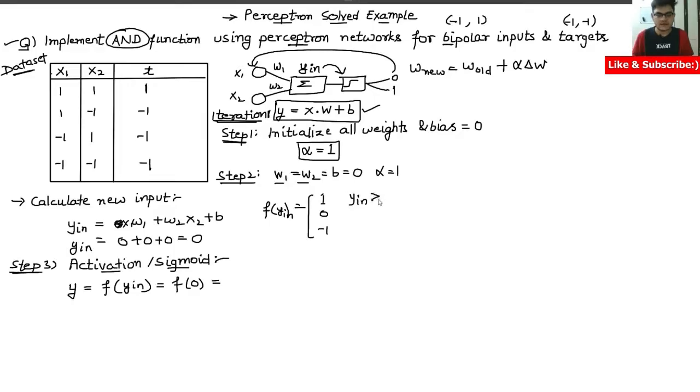It should be greater than theta, and in the case of 0, or just write it as 0, should be greater than 0, and for 1 we have this one, or let's write it as theta, where theta is basically the weight that we are introducing, and similarly for minus 1 we have y input less than minus theta.